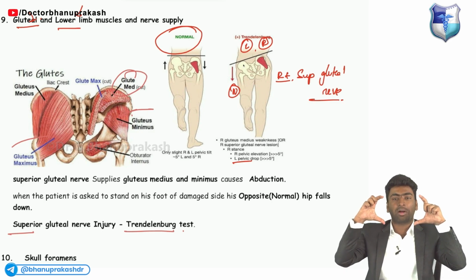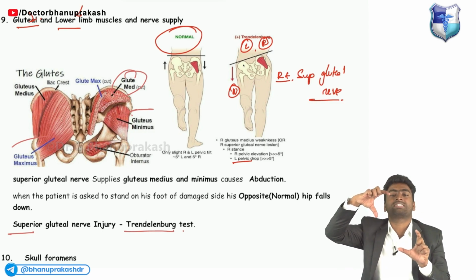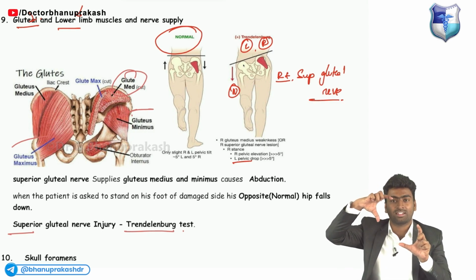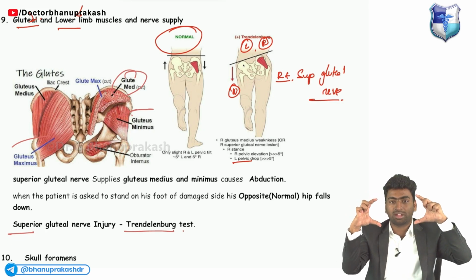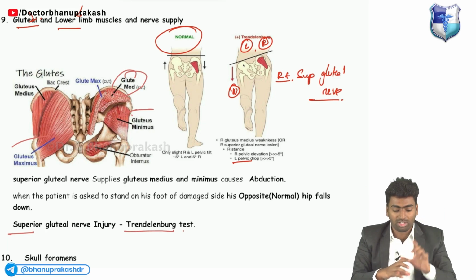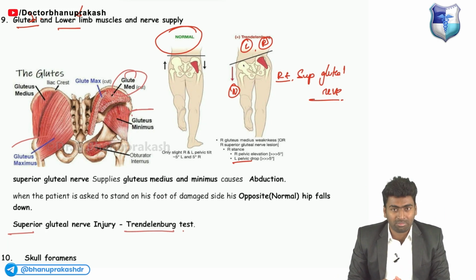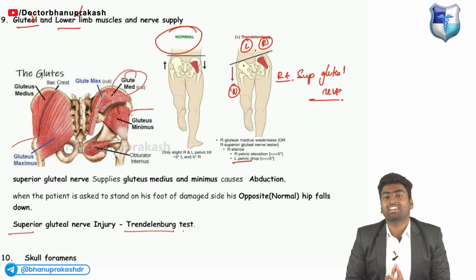Whereas here the abductors are not working, so this tilted hip remains tilted. In a normal situation it should come up like this, whereas here it is tilted. So the normal side is being dropped. Okay, this is the concept behind this Trendelenburg gait. I hope this solves your query.